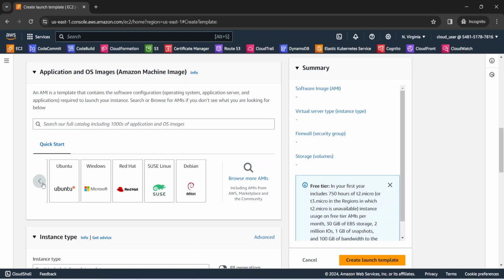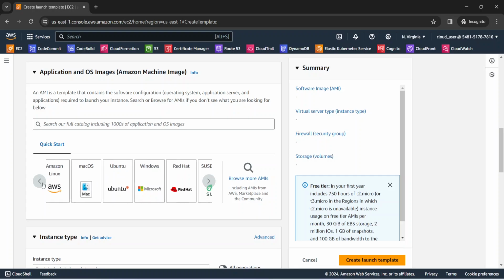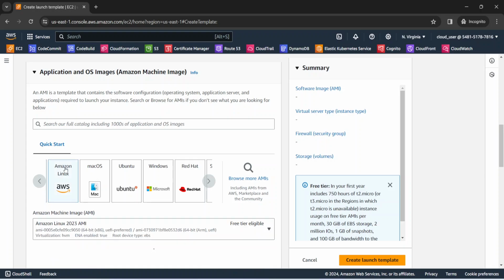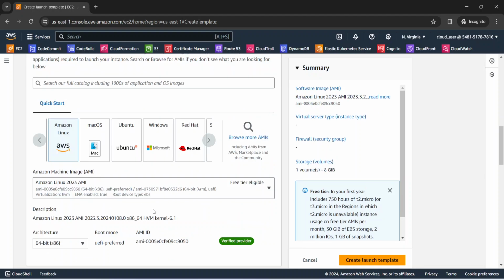It's always advisable that you choose an operating system that you're familiar with and the scripts that you're going to run. You'll actually have your own automation scripts ready for the respective EC2 instances, so it should be very platform compliant. For now I'll choose Amazon Linux, and we'll choose the latest version here, which is 2023.